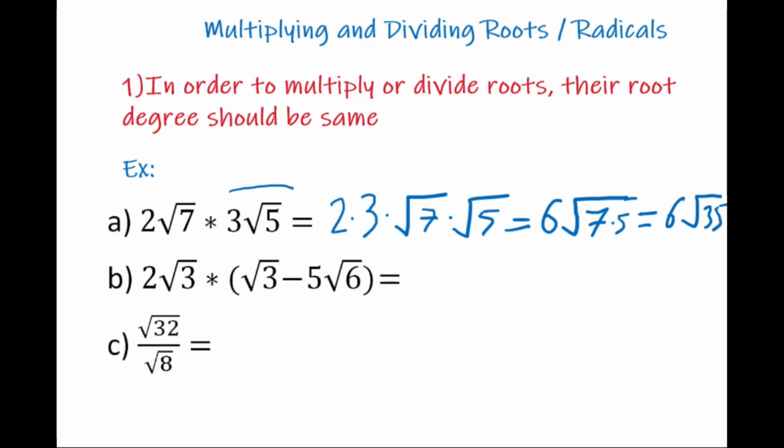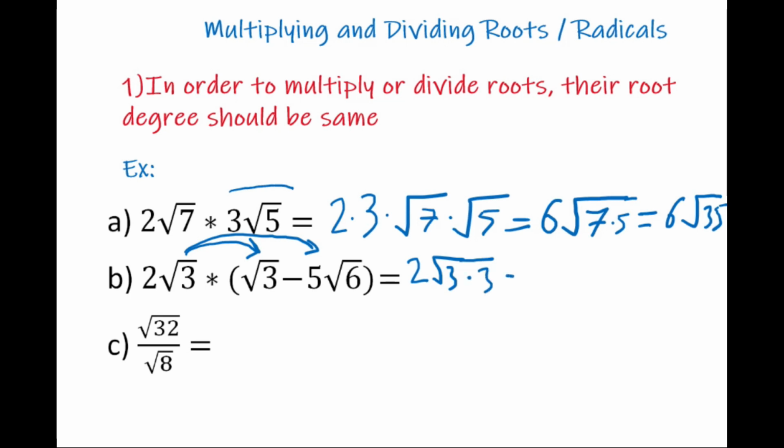And if you look at the second case, B, 2 square root of 3 times, we have a parenthesis here, and we need to distribute that 2 square root of 3 into the parentheses. We want to multiply the first term by square root of 3, and then 2 square root of 3 by negative 5 square root of 6. Once we multiply them, it's going to be 2 square root of 3 times square root of 3, because their root degrees are the same, so I'm going to put them inside the same root.